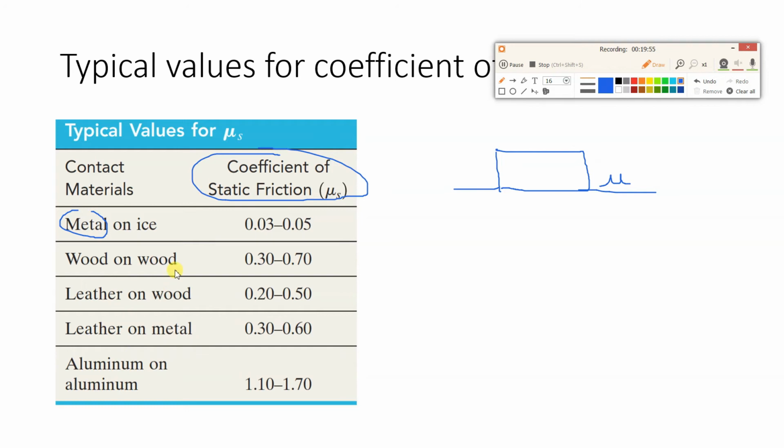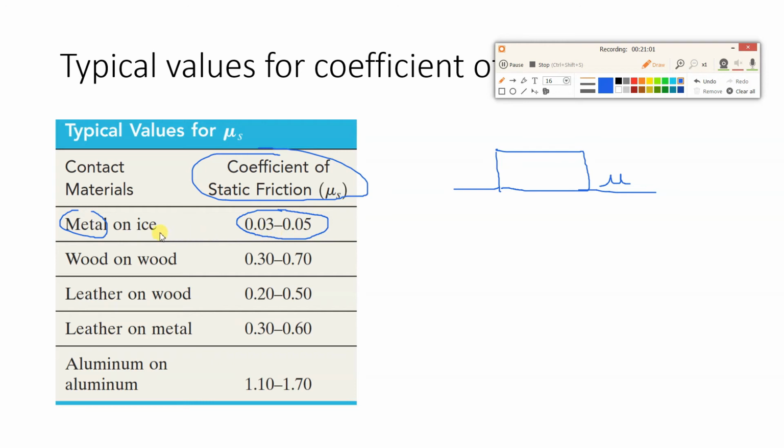Now next thing, if you see over here, a range of this coefficient of friction is given. We don't have a particular value over here. Can anyone answer why is that? What could be the reason? Here a range is given, right? Why is that? Here a general thing is given, metal on ice, and a range has been given.